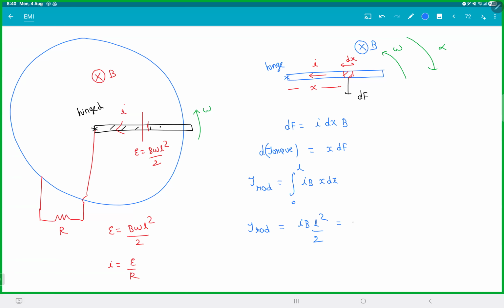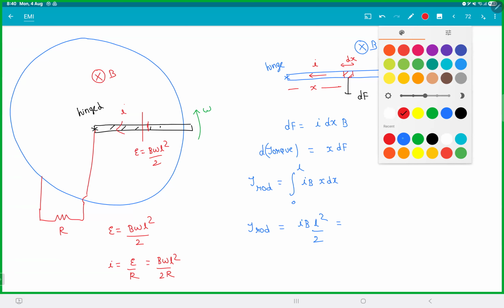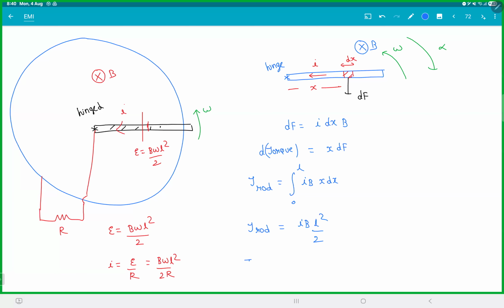This is nothing but, I is nothing but how much? I is B omega L square by 2R. So torque on the rod is nothing but I alpha. This would be B square omega L power 4 by 4R. I of a rod is nothing but mL square by 3. Alpha is minus d omega by dt, minus because it is decelerating, is B square omega L power 4 by 4R.